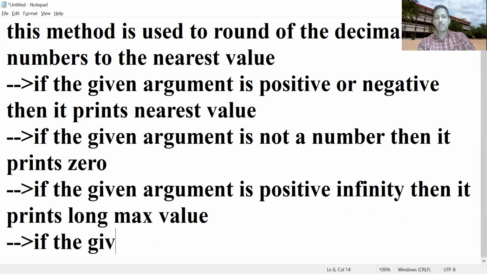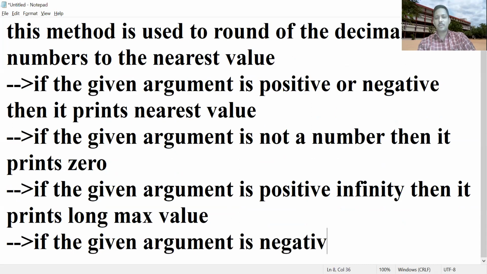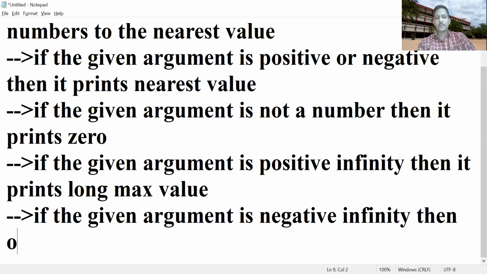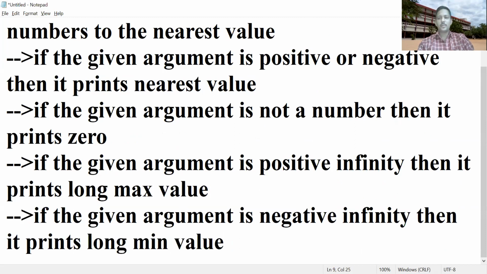If the given argument is negative infinity, then it prints long minimum value. So these are the few points in round method. So I'll execute practically these points.